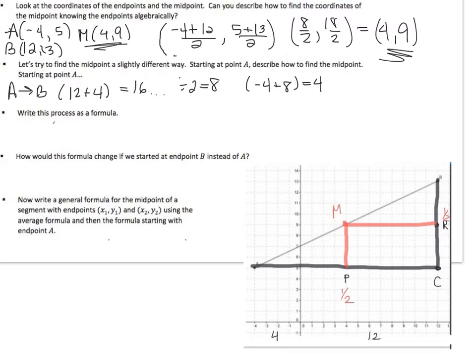Not sure I like this way any better. Now to find the y-coordinate of the midpoint, find the vertical distance from A to B. So we just did horizontal, now we're finding the vertical distance from A to B. So I've got 13 minus 5 equals 8. Divide by 2 equals 4. And add that to the y-coordinate of B.